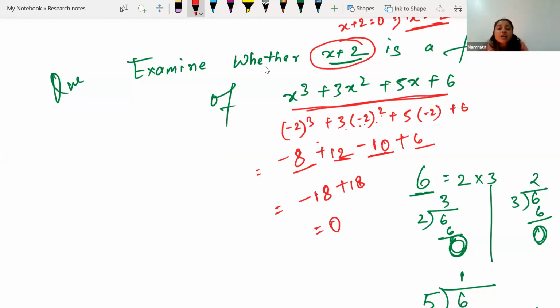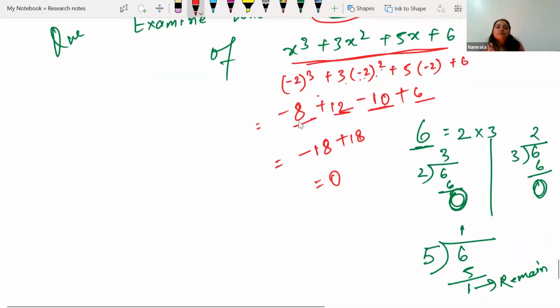So can we say x plus 2 is a factor? Yes, we can say, since the remainder is 0. If the remainder does not come out as 0, we can say it's not a factor. Remainder is 0, it's a factor. Remainder not 0, it's not a factor.